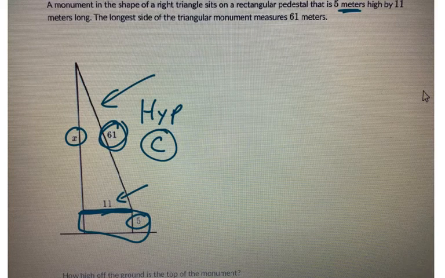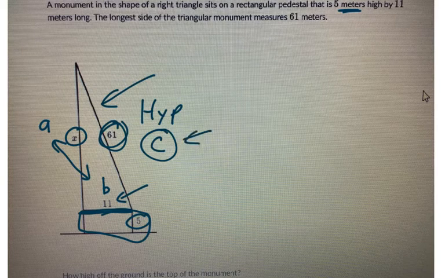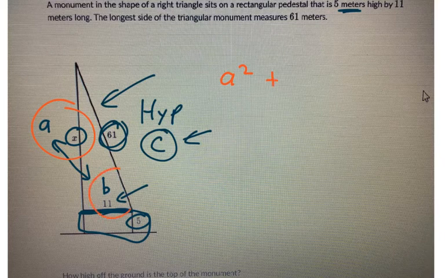So guys, the first thing we need to do is figure out what the actual height of the monument is. So let's call the missing height there A. The 11 is our B. The hypotenuse has to be C. It doesn't matter which one here I call A or B, guys, but C has got to be the hypotenuse. So if I take A squared plus B squared, let's just go ahead and call A X.